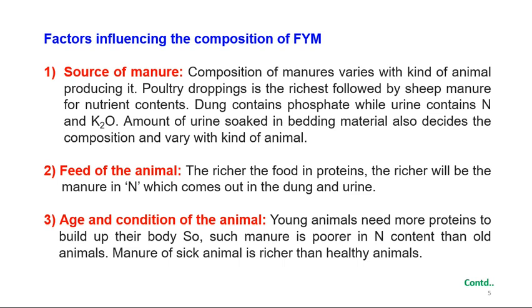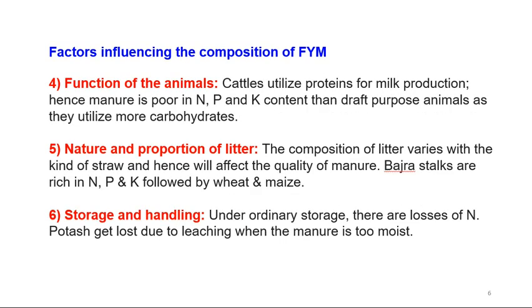Feed of the animal. The richer the food in proteins, the richer will be the manure in nitrogen, which comes out in the dung and urine. Age and condition of the animal. Young animals need more proteins to build up their body, so such manure is poorer in nitrogen content than that of old animals. Manure of a sick animal is naturally richer than that of healthy animals.